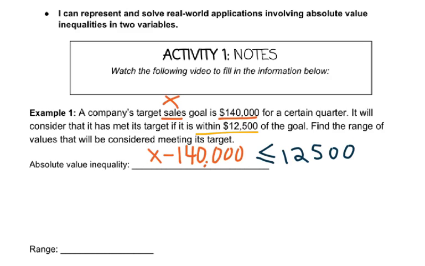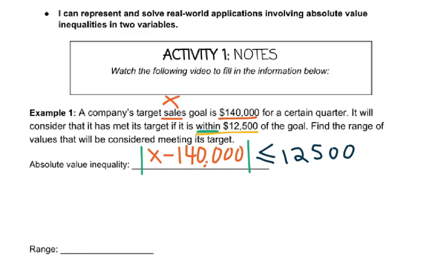Now, the problem with my inequality so far is that if x were really, really small, then this is still going to be less than 12,500. So really what within means, it doesn't mean just less than, it means that the absolute value of the difference needs to be less than that, because absolute value is going to turn a negative into a positive. And so x could be a little bit above 140,000, a little bit below, and the absolute value is going to make them equivalent in terms of the difference. So that's the first part. That's how we set up the absolute value inequality.